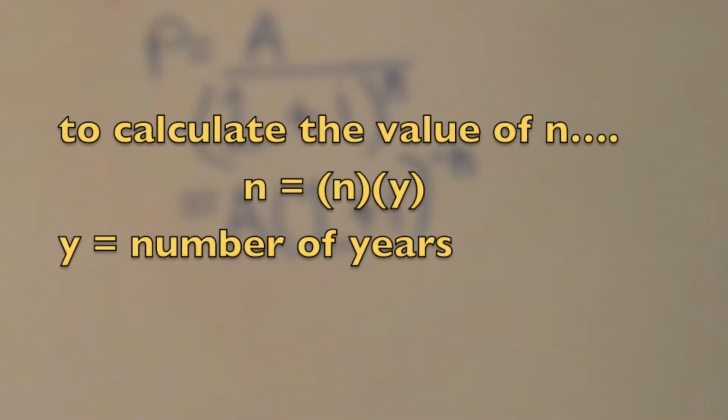To calculate the value of n, use n equals N times Y, where Y is the number of years.